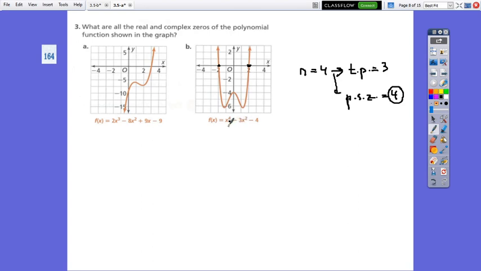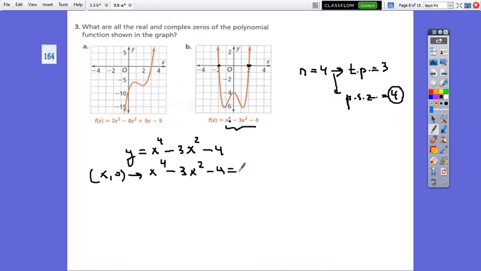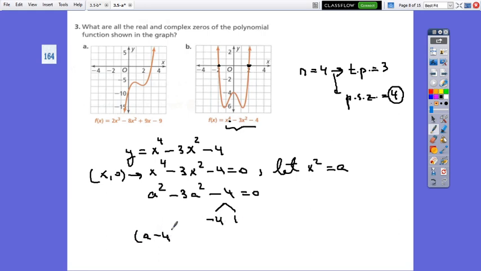Instead of long division here, let's see if we can factor it. It will be easier. So y equals x to the 4 minus 3x squared minus 4. So find the zeros, in which x to the 4 minus 3x squared minus 4 equals 0. Use substitution. So let x squared equal a, so a squared minus 3a minus 4 equals 0. So we can factor it using negative 4, 1. So it will be a minus 4 times a plus 1 equals 0.